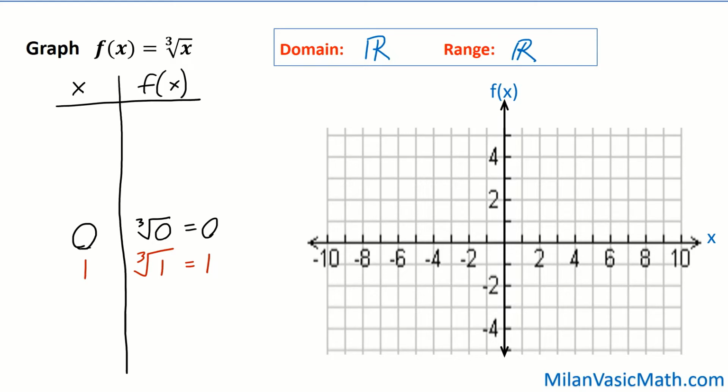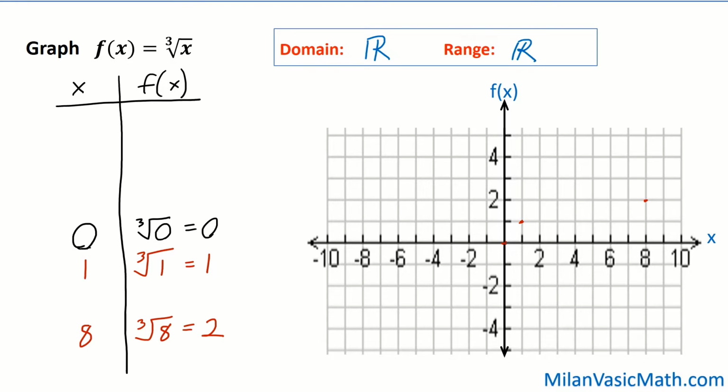And the next perfect cube is 8. That's a big gap, so I'm going to write 8 over here. So the cube root of 8 is 2, because 2 times 2 times 2 is 8. And let's go ahead and graph those points. So I have 0, 0, 1, 1, 8, 2. And that's a big gap I have from 1 to 8.